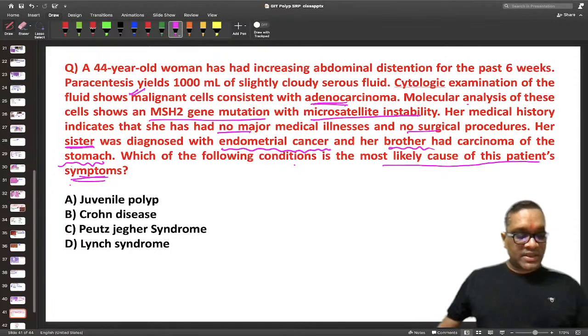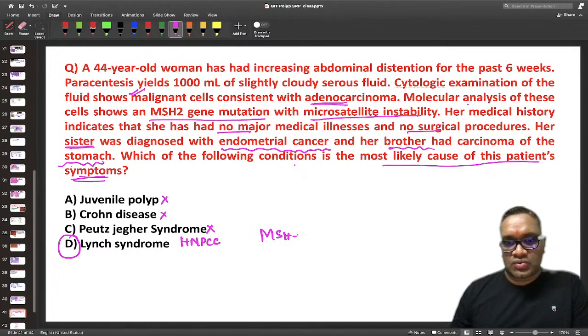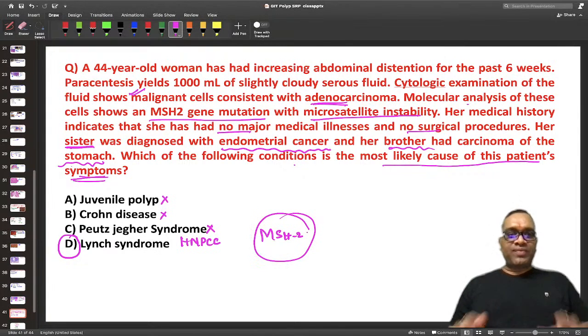Right. So this is the mismatch repair gene, MSH2, MLH1. So it is not juvenile polyp, SMAD4, and not Peutz-Jeghers syndrome, STK11. So what is remaining? Lynch syndrome, which is also known as hereditary non-polyposis colorectal cancer, and they will be having MSH2 gene mutation, which is the mismatch repair gene mutation, right? So family history is given.